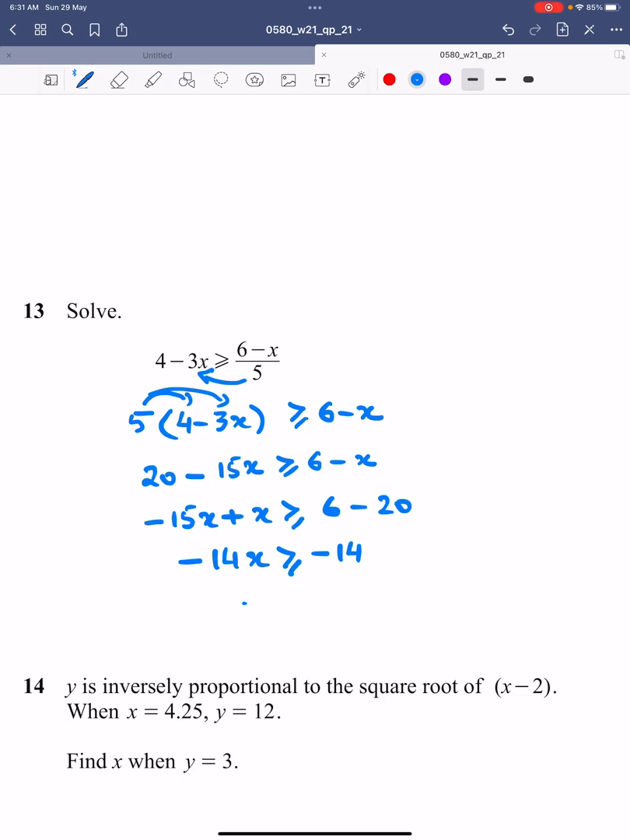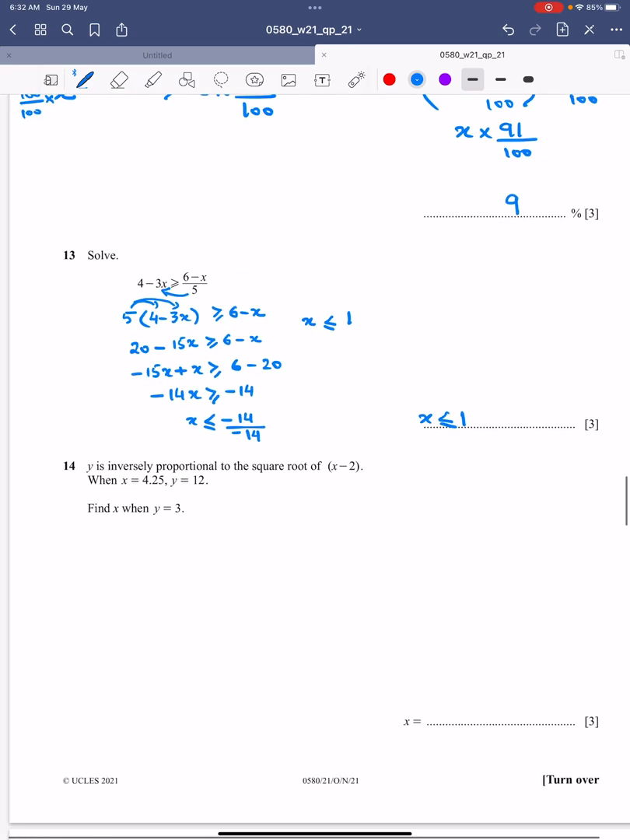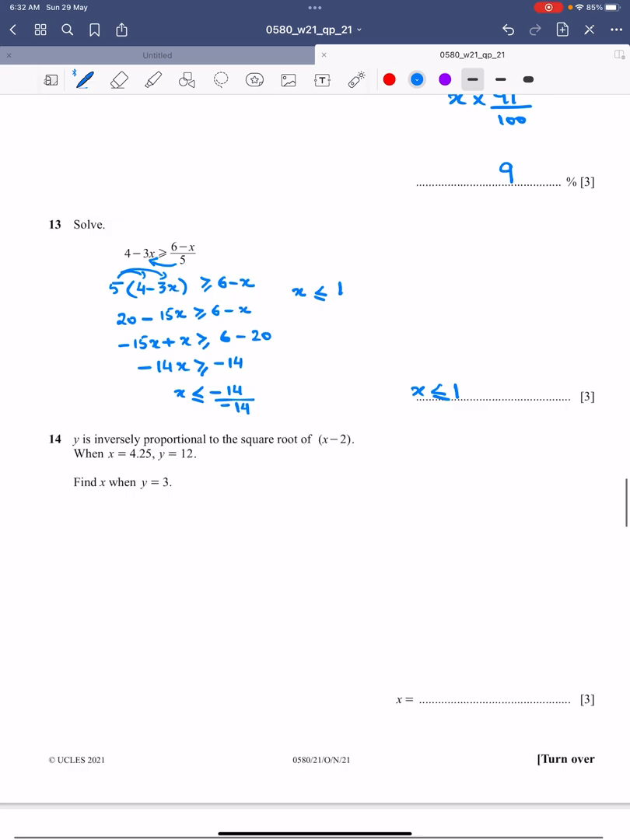So we have x is less than or equal to minus 14 divided by minus 14. Minus 14 divided by minus 14 is 1. Therefore, the answer is x is less than or equal to 1. That's your answer. Next question, question number 14.